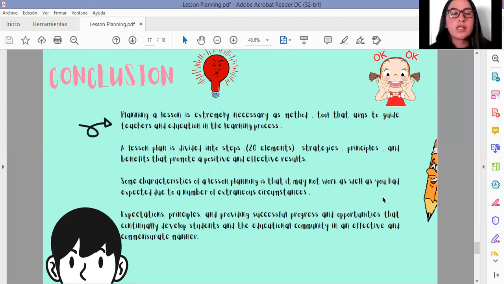It is important to mention some characteristics of lesson planning, because it may not work as well as you had expected due to a number of unforeseen circumstances. Expectations, principles, and providing successful progress and opportunities that continually develop students and the educational community in an effective and commensurate manner.